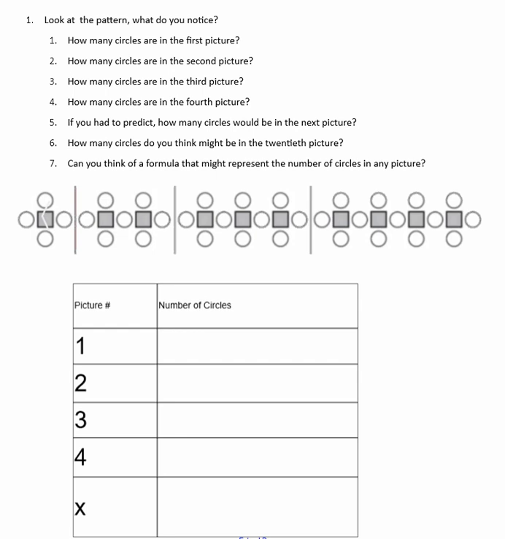So we can start by answering the first few questions, which is simply how many circles do we see in the first picture, the second picture, the third picture, and the fourth picture. Okay, the pictures are separated by those vertical lines. So if we look at the first picture, which is this one right here, how many circles do we see? So we can just fill in that we see 4 circles.